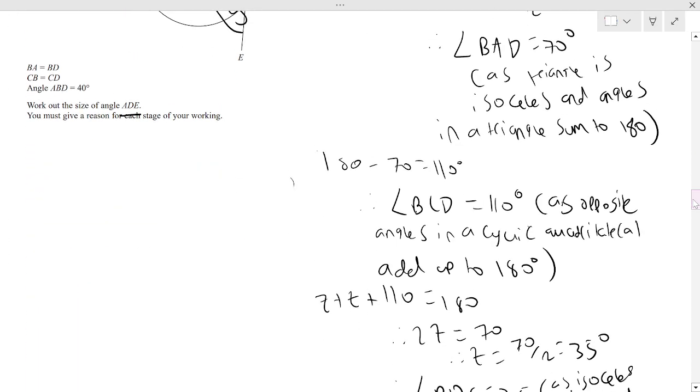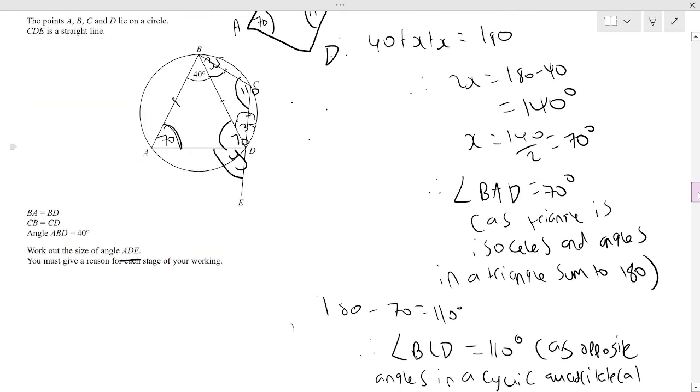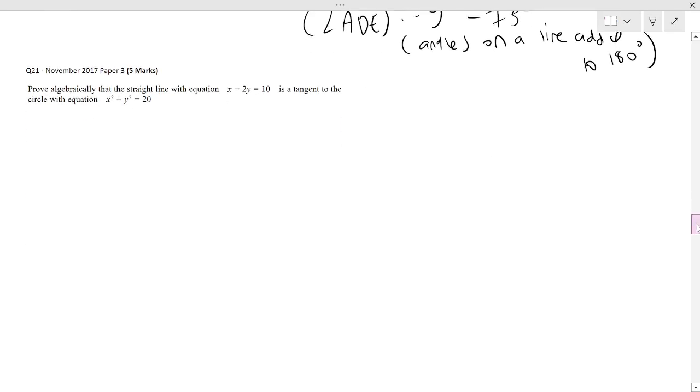But I did do more examples in my other revision sessions, which I do recommend checking out if you have the time. I do go over loads more questions like this. But yeah, there we are.